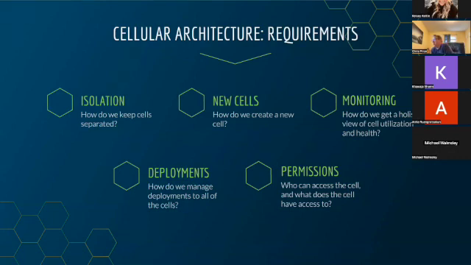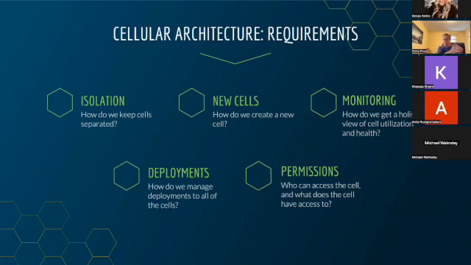Okay, so when I've worked on teams where we were building out the foundation for a cellular architecture for our service, these are kind of the main goals that I felt like we need to have a solution for. So the first one is isolation. How do we keep our cells isolated from one another? Second one is, how do we create a new cell when we need to? A third one is monitoring.